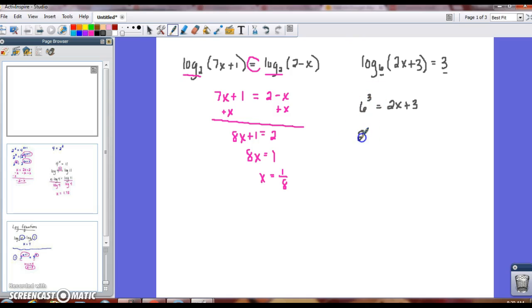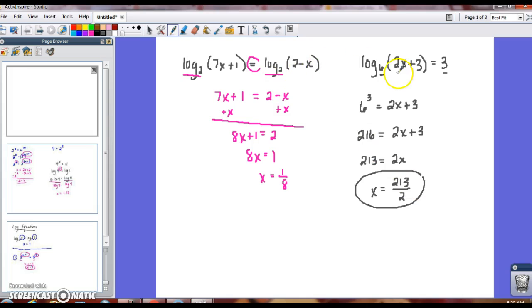6 cubed is 216. You can do that in your calculator. 2x plus 3. Subtract 3 from both sides. You end up with 213 is equal to 2x, and you end up with x is equal to 213 over 2. You can leave it like that, or you can do it out in your calculator. Either way is fine. But that's all you're doing.